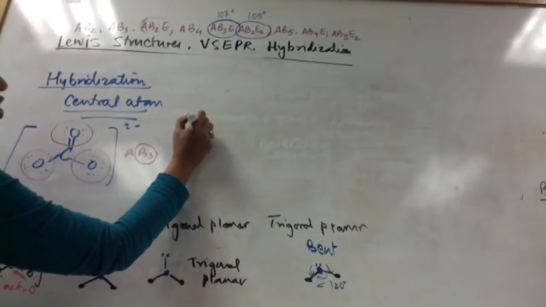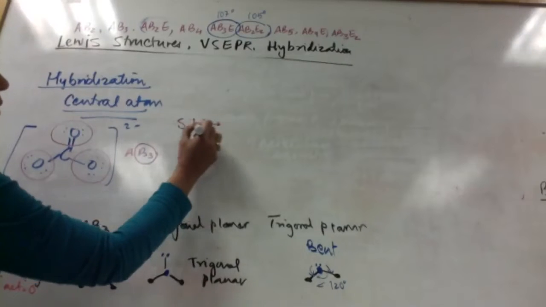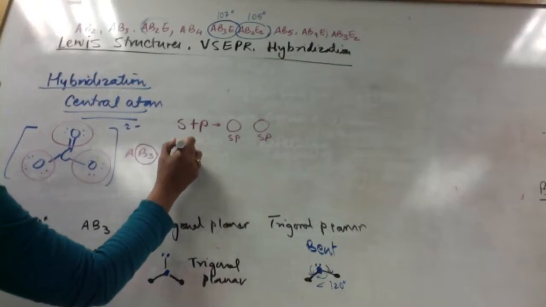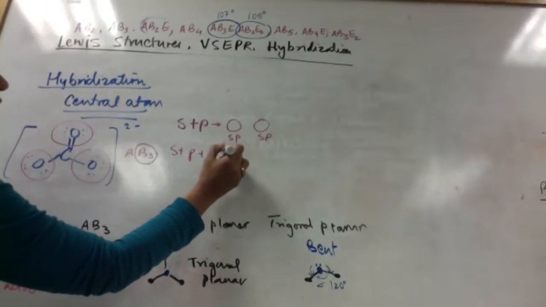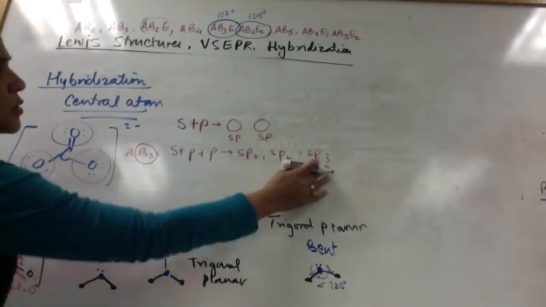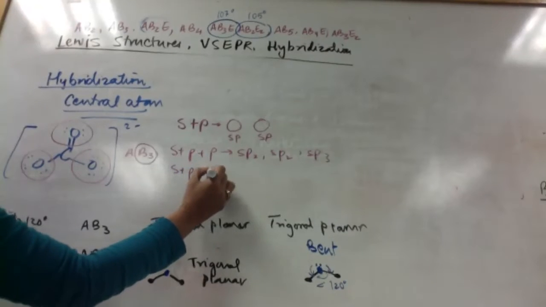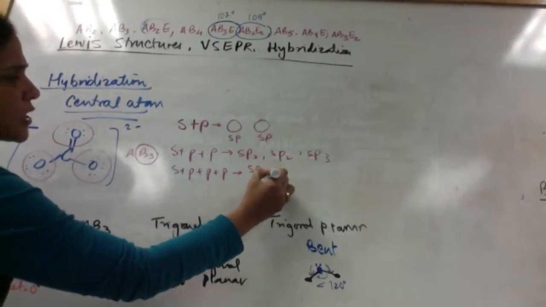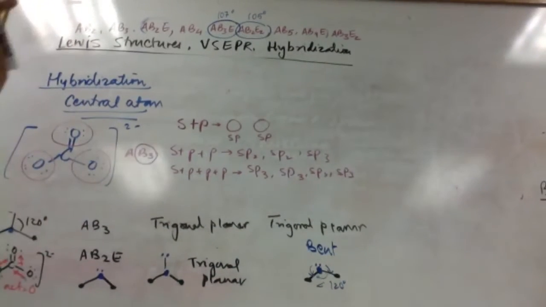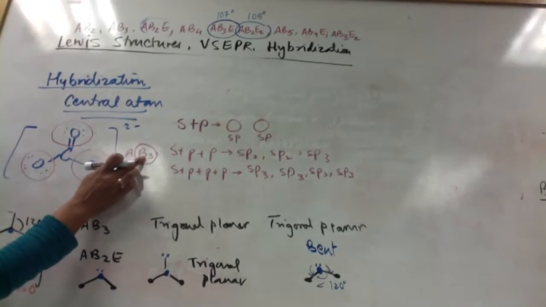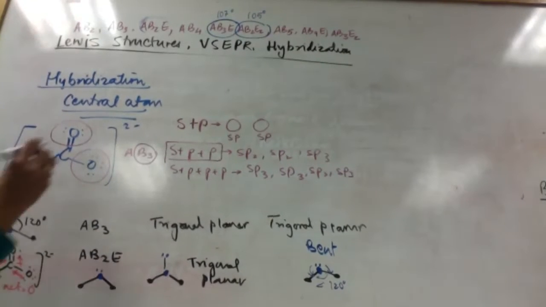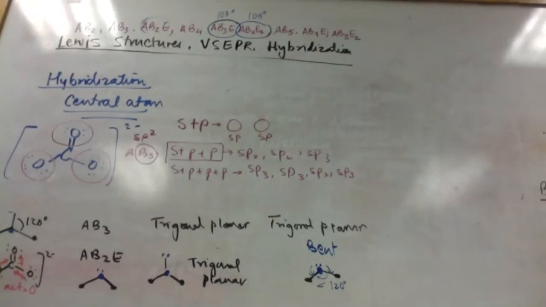So the hybridizations are when one s and one p combine together, it forms 2 orbitals, which are sp and sp. When 1 s and 2 p's hybridize together, they form sp2, sp2, and sp2, 3 of the sp2 orbitals. When s and 3 p's combine, they form sp3, sp3, sp3, sp3. They form 4 sp3 hybrid orbitals. So you need 3 hybrid orbitals. So hybridization is sp2. And this is the extent to which you need to know that.